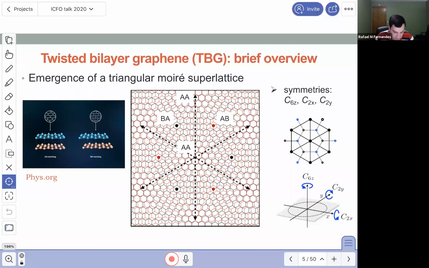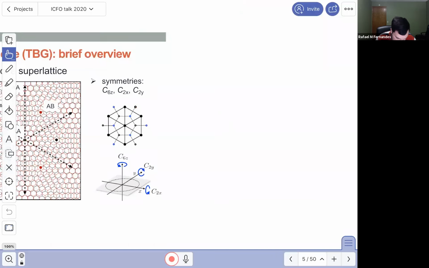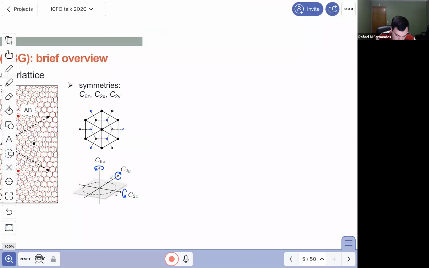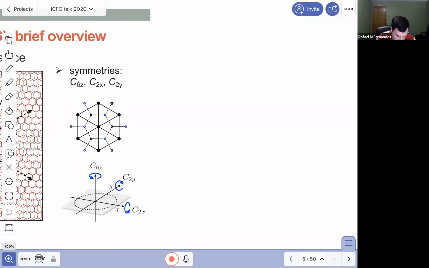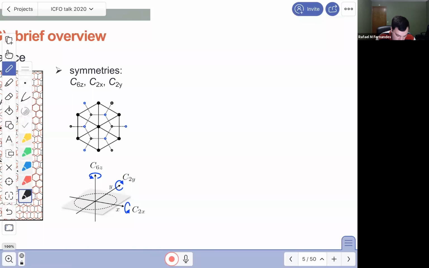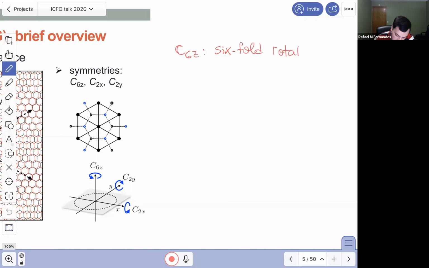Okay? Now, what's going to be very important are the symmetries here, and I want to spend a little bit more time on that. I will talk a lot about these three symmetries. Let me just go over what this means, right? So when I say that I have a C6z symmetry, it means that I have six-fold rotations about the z-axis. So that's a symmetry of the problem.